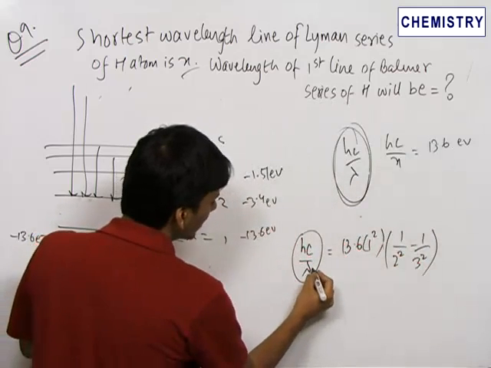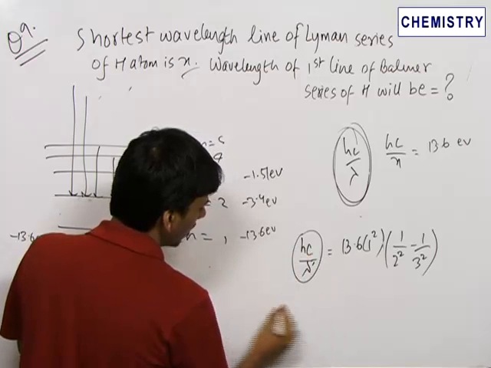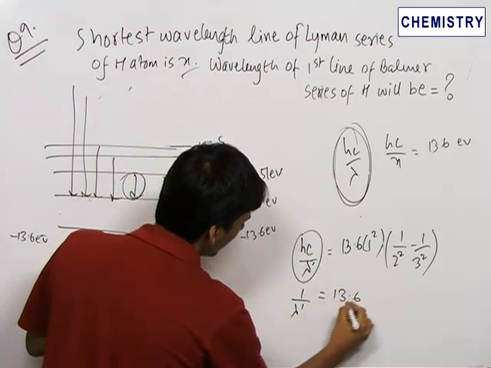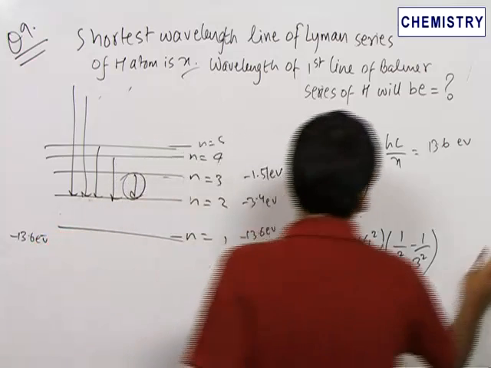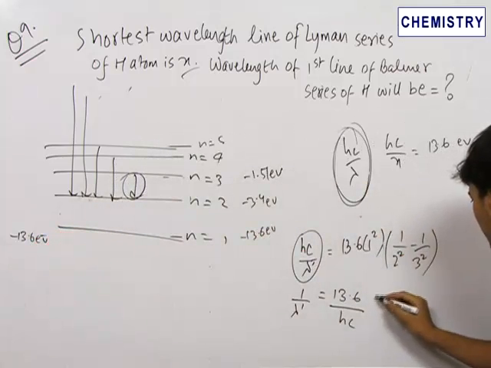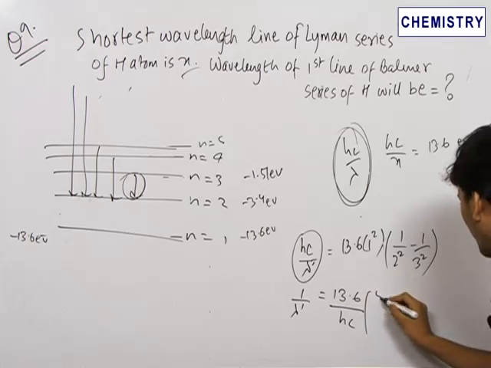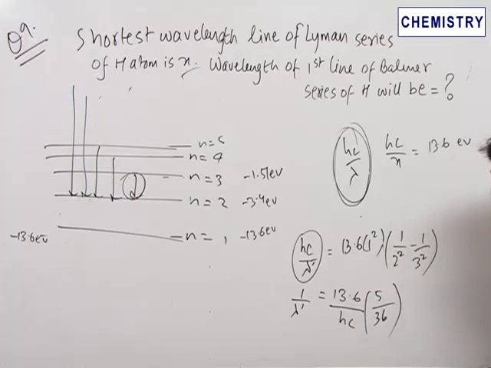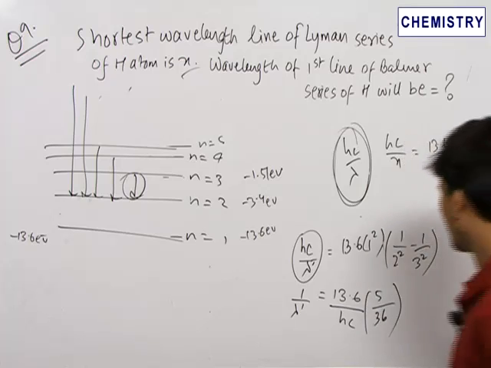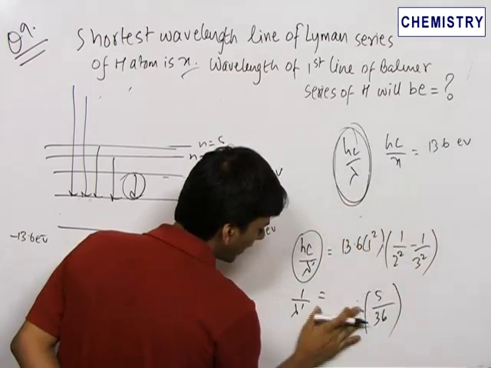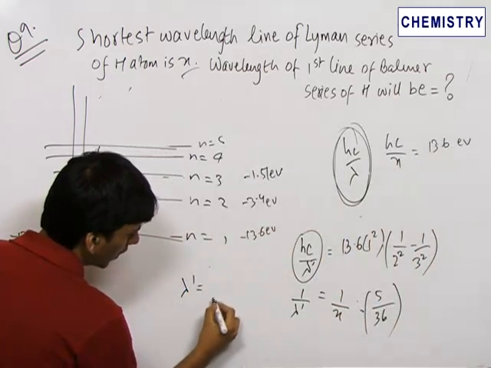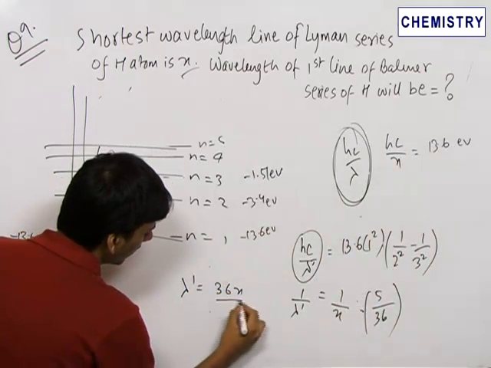Now we need to find out this lambda, let this be lambda dash. Therefore we get 1 upon lambda dash is equal to 13.6 upon hc into 5 upon 36. Now we know that 13.6 upon hc is equal to 1 upon X. Therefore we can write 1 upon X over here. Therefore we get the value of lambda dash is equal to 36X upon 5.